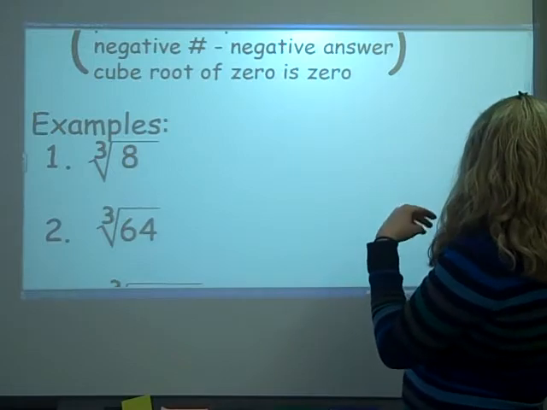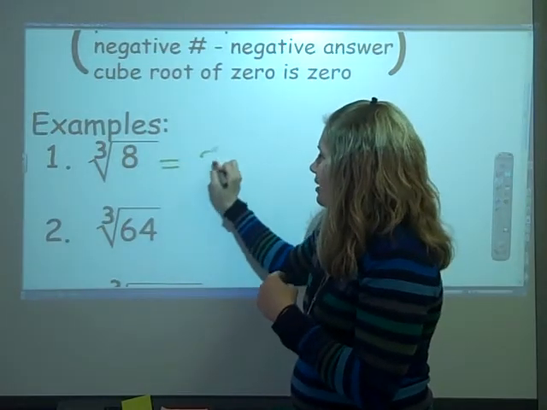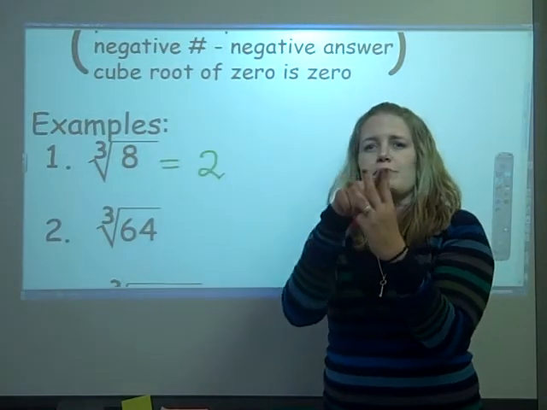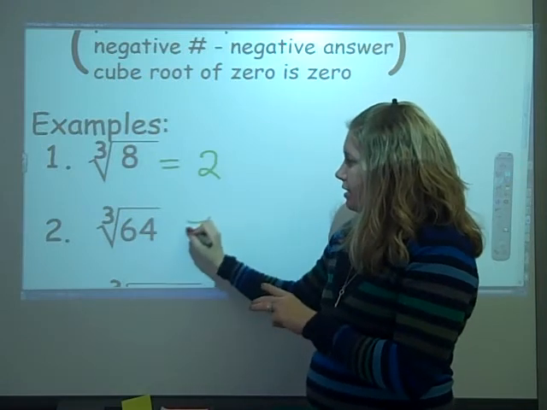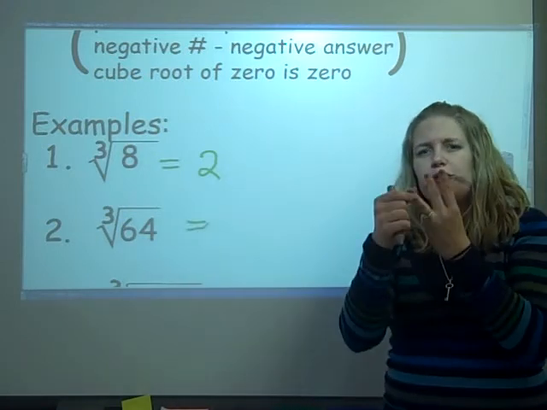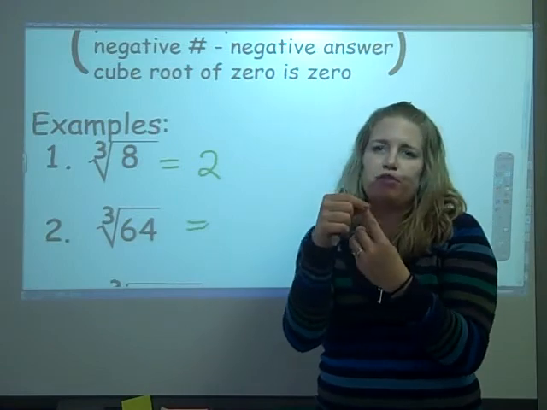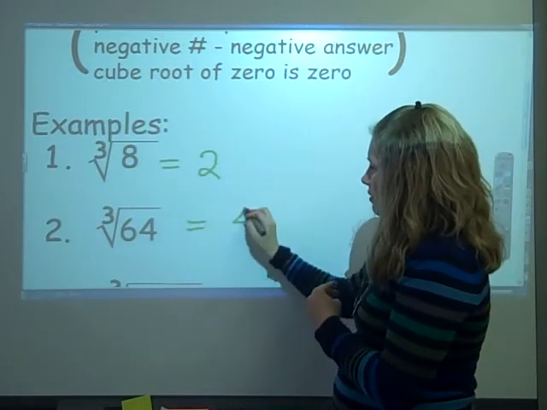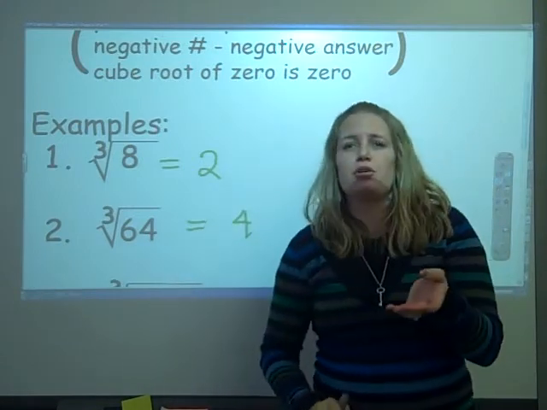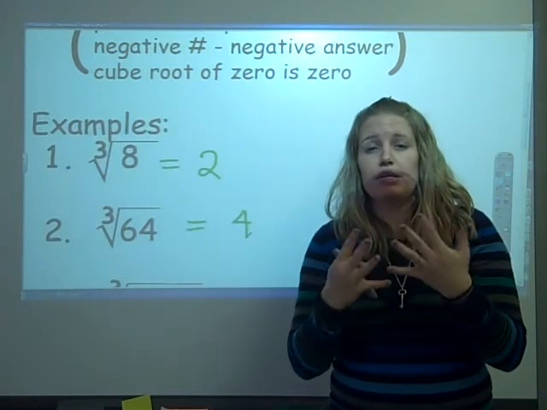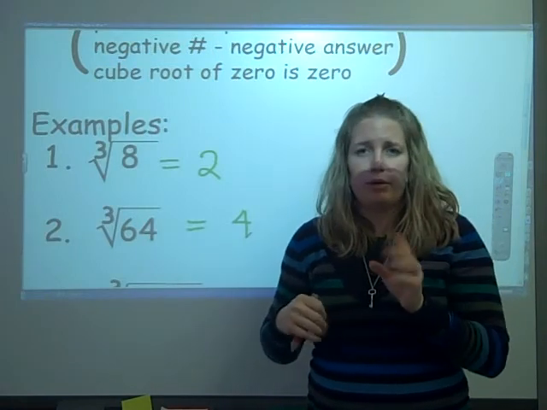The answer there would be 2. 2 times 2 times 2 is 8. This one, what number? 4 times 4 is 16, times 4 is 64, and this one will be 4. I will show you the calculations using a calculator, and we will do a ton more in school.